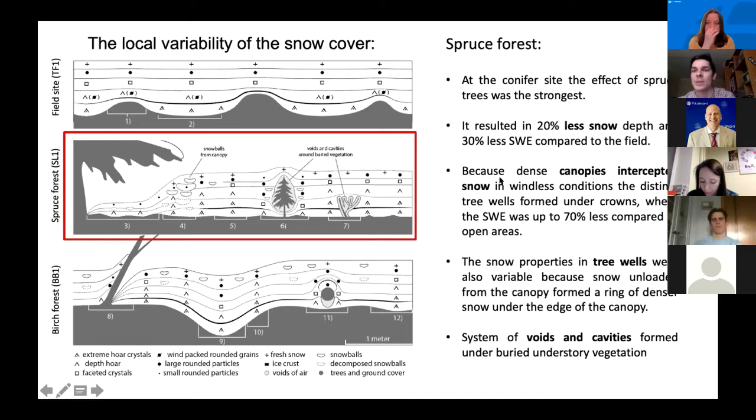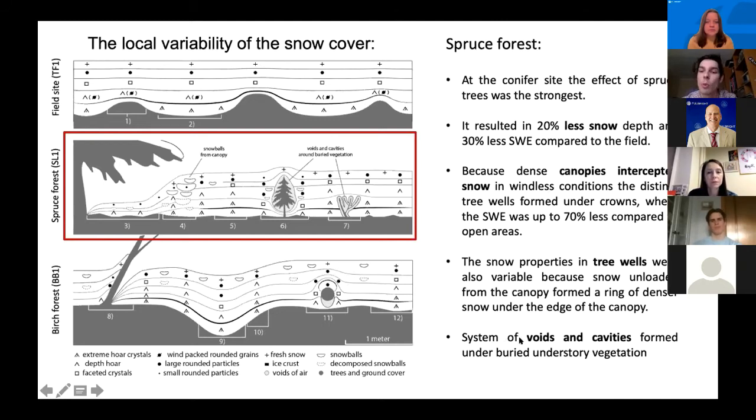And because dense canopies intercepted snow in windless conditions, distinct tree wells formed. The snow properties in tree wells were also quite variable, because snow unloaded from the canopy and formed a ring of denser snow around the edge of the canopy. And it also had a distinct effect on the further snow metamorphism.